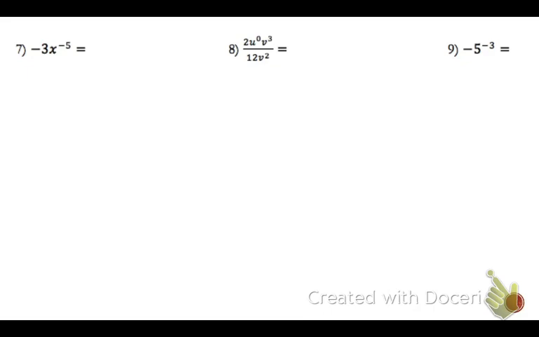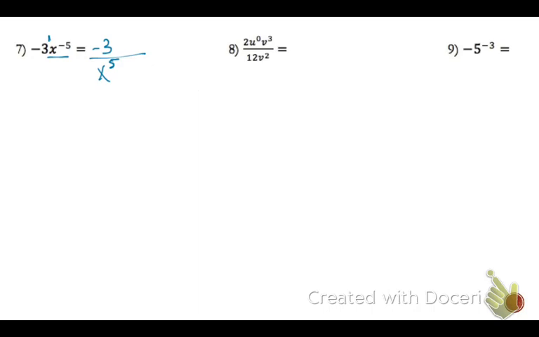So notice our negative 3, that's technically to the first power, so that's going to be unaffected. But it's our x that's to the negative 5 power, so I'm going to drop that into my denominator. I create a denominator, and then it's the positive 5th power, and that's all I need to do to simplify.